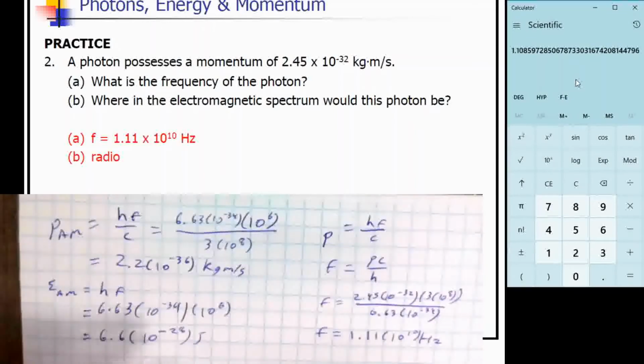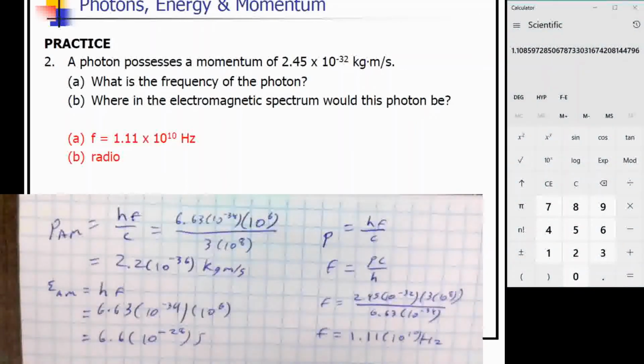Now the next part says, where in the electromagnetic spectrum would this photon be? You can only really answer this using an electromagnetic spectrum, unless you know offhand where on the chart this would fall, and it's a radio wave. If you're given a question like that, you'll be given the electromagnetic spectrum to help you answer that. You don't need to memorize those.